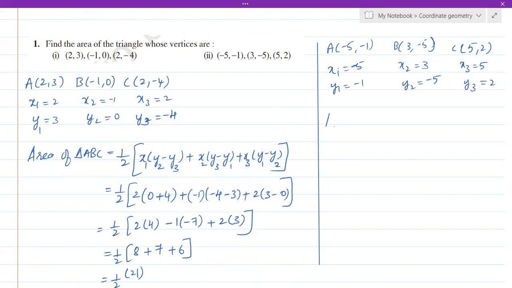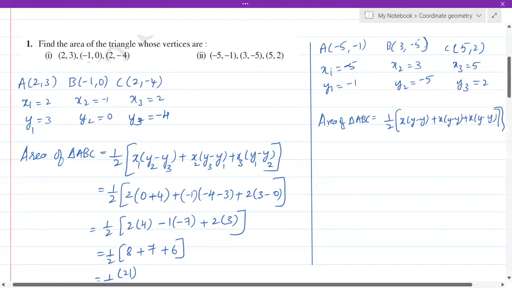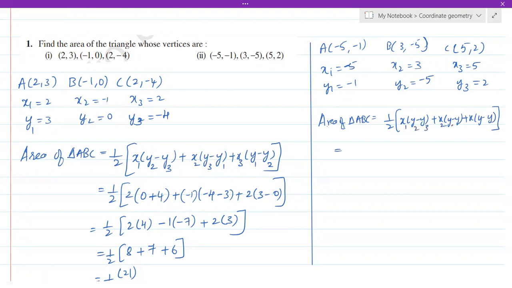Now let's write the formula for area of triangle. Area of triangle ABC is equal to half, x of y minus y, plus x of y minus y, plus x of y minus y. Three times we are supposed to write it like that. X of y minus y. Now let's substitute. And after this, we have to write the suffixes in order: 1, 2, 3, 2, 3, 1, 3, 1, 2.